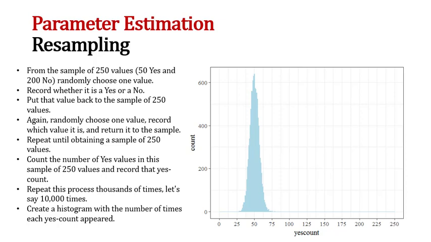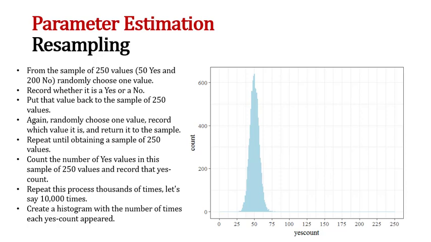So how do we do it? Okay, we use the values of the sample. So in this case, we are going to have 50 yes values and 200 no values. In other cases, we are going to have numbers. Okay, so we use these values to create the sampling distribution.